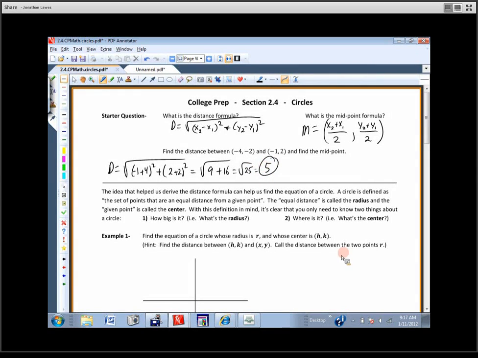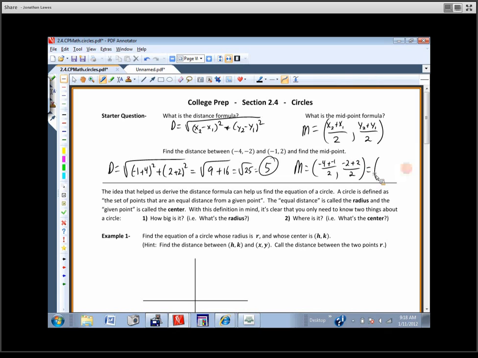And now let's find the midpoint. The midpoint is just going to be literally add the coordinates together. Negative 4 plus negative 1 over 2, and negative 2 plus 2 divided by 2.